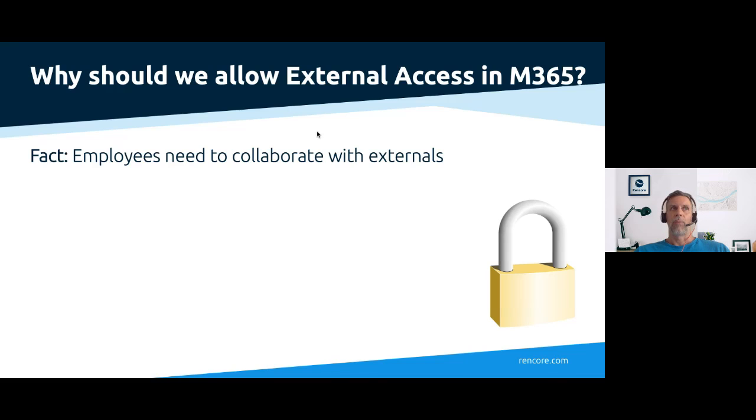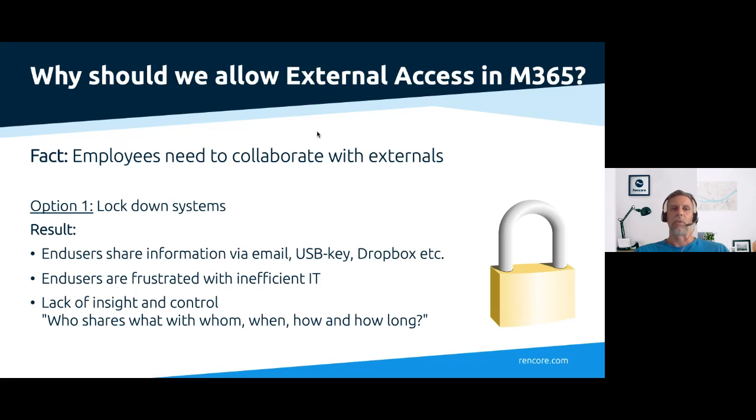But apparently, even though we need to collaborate, there are still organizations out there which make use of option one, lockdown systems. So they maybe don't like to make it easy to work with externals. But what is the result of that? The result is what we call shadow IT. So end users share information via email, maybe via USB key, via Dropbox. They are using their own system, so to speak, because they need to collaborate, and if the organization makes it hard for them, they will find a way of how to do that anyhow.